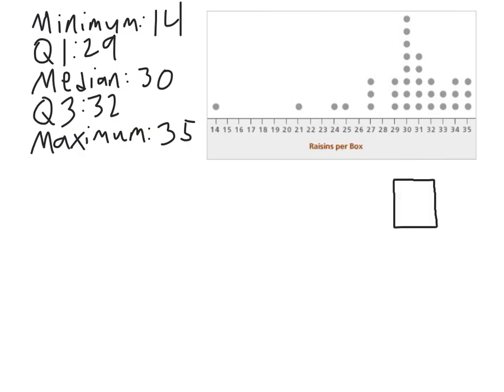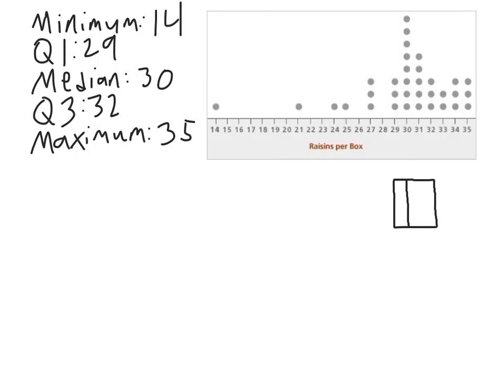So that shows 50% of the data. That box right there is 50% of the data in the dot plot. Now we draw the median, which is 30. So now each little box is 25% of the data. So this box is 25%, this box is 25%. This box makes up what's called the interquartile range, and we'll get to that in a moment. Now, you may also have heard of a box plot called a box and whisker plot.